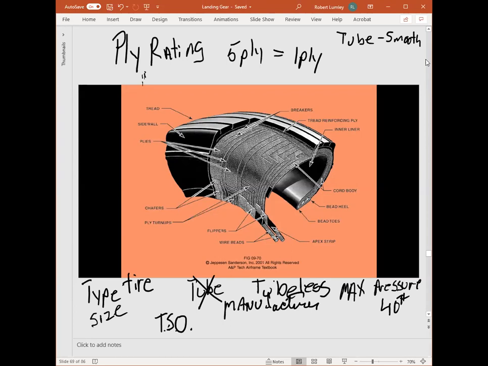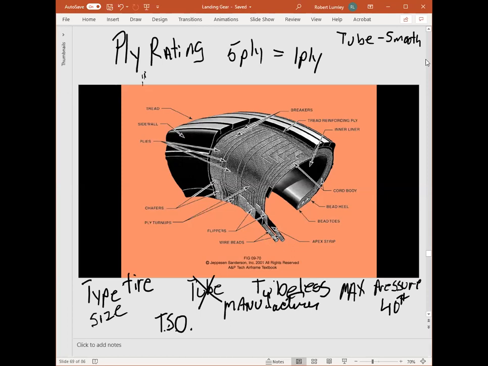Okay. Under tire construction, the majority of the time, people look at tires and it's an everyday thing. We don't really think too heavily about the construction of that tire. But there is a huge amount of science and engineering that goes into the tire.